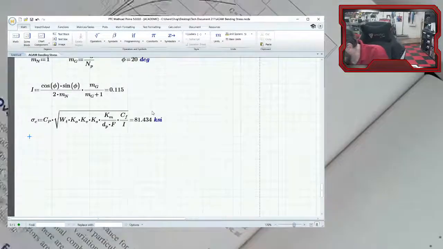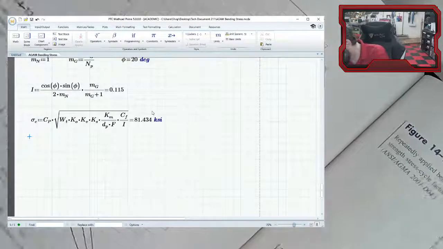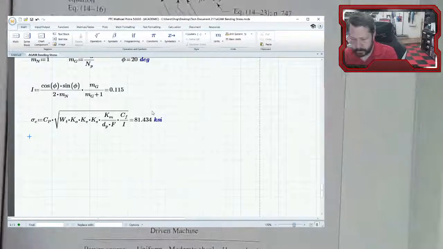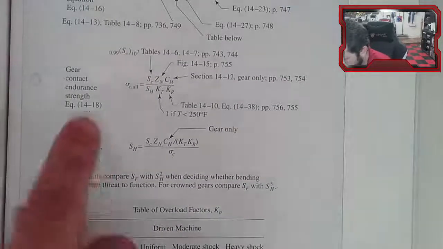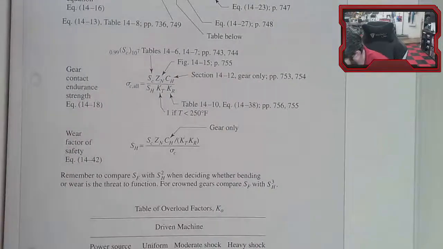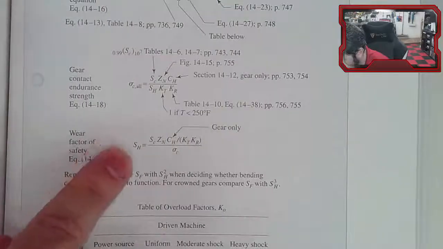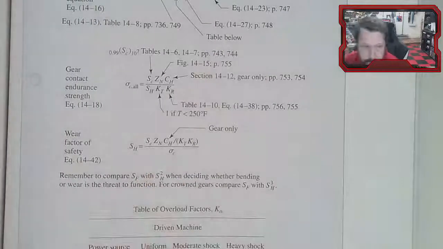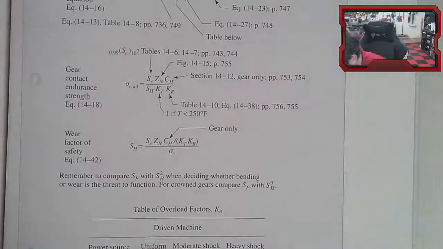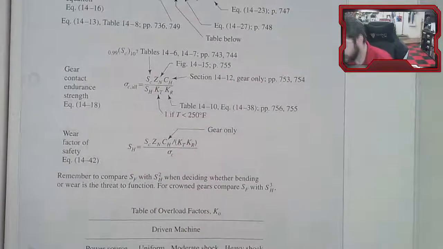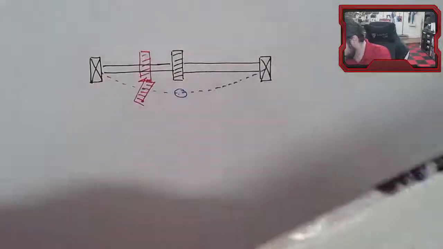So that brings up a couple more terms. Here we have the wear factor of safety, or the gear contact endurance strength. We're going to use this factor of safety. So SH equals all of this stuff, where sigma C is going to be the number that we just calculated, the 81 KSI. And then we'll put these others in. Actually, we already have a KT and a KR from previously, the temperature and the reliability. We set them to 1.